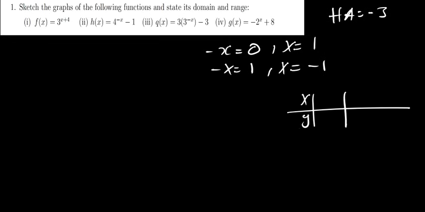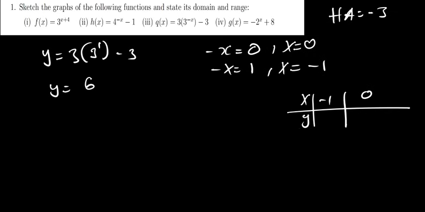So when x is -1, sorry, x should be 0, the first one. Okay, when x is -1 and when x is 0, what will be the value? y is equal to 3 open brackets 3 raised to the power, when x is negative, negative times negative will give me 1, minus 3. y will be equal to 3 to the power 1 is 3. 3 times 3, 9. 9 minus 3 again should be 6. So this gives me 6.